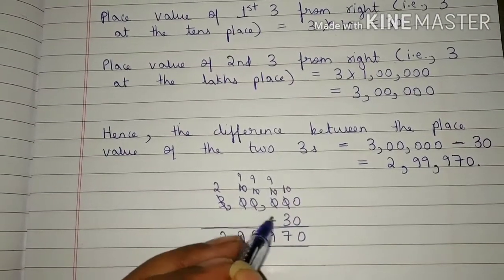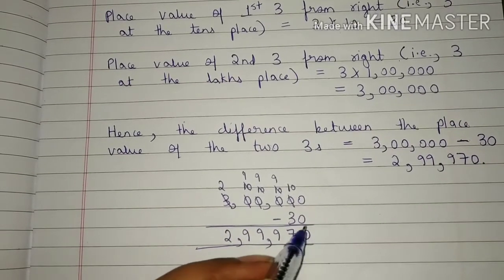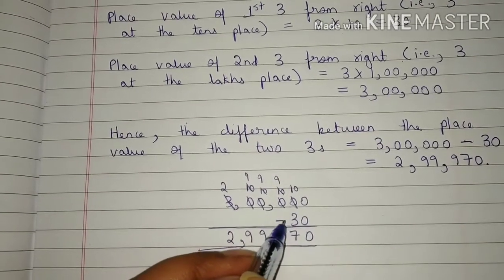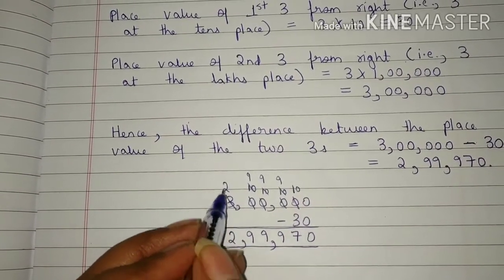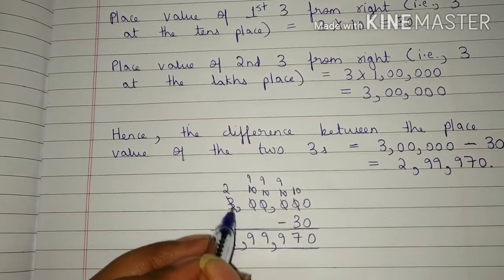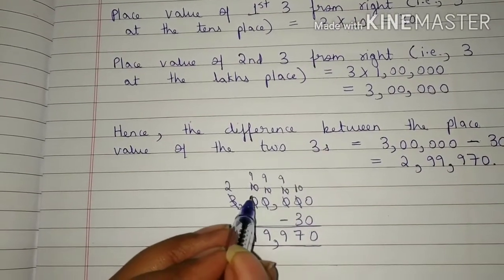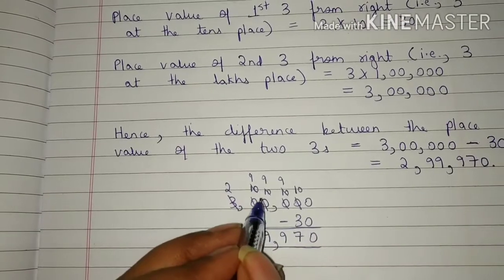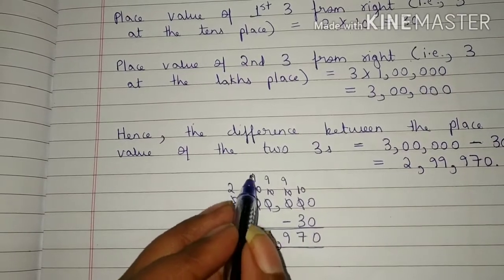Now subtract the numbers. 0 minus 0 is 0. So you will write 0. Students, here 0 is less than 3. So you will borrow one from 3 to here. So this number will become 10 and this number will become 3 minus 1 is 2. Now again you will borrow one from 10 to here. So this number will become 10 and this number will become 10 minus 1 is 9.